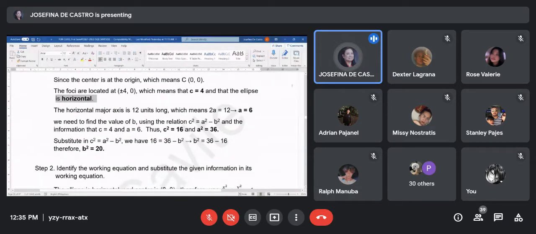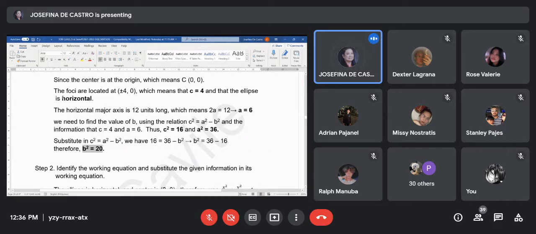Okay. Since wala tayong b squared or the value of b, we're going to use the relation. The relation we are going to use for the ellipse is c squared is equal to a squared minus b squared. Hindi dapat nag-negative yon. Therefore, to find b squared, substitute natin yung c squared natin and a squared. So, ito na po yun. 16 is equal to 36 minus b squared. Solving for b squared, 36 minus 16, therefore b squared is equal to 20.